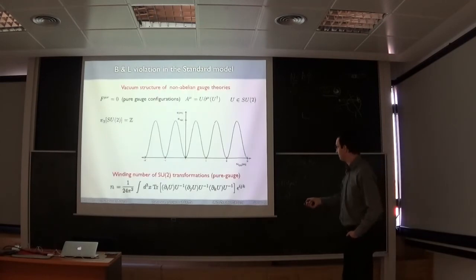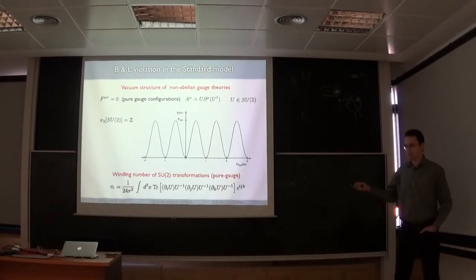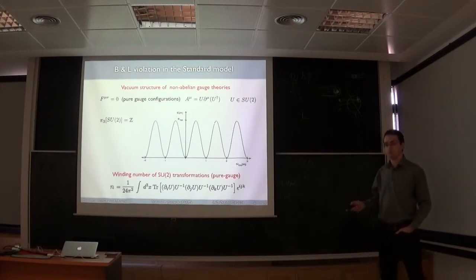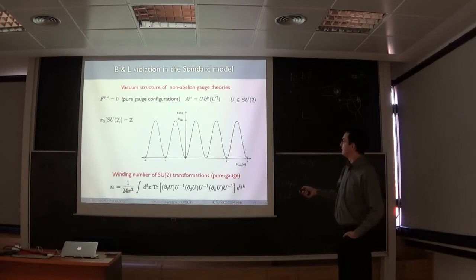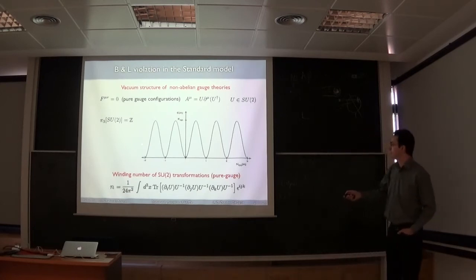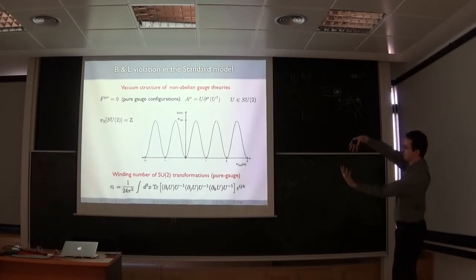So, you can actually see the structure here. You see three terms which are pure gauge here. It's pure gauge, but you cannot rotate them away. Yes. And actually, those processes in which B plus L changes correspond to the tunneling from one wave, usually called Bloch waves, to another one.